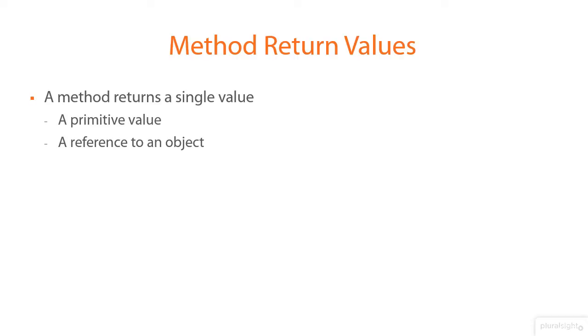When a method returns, if that method's not void, then it actually returns a value. And a method always returns just a single value. And that value can be a primitive type, like a float, a short, a boolean. It can also be a reference to an object, and it can even be a reference to an array, because in Java, arrays are objects.